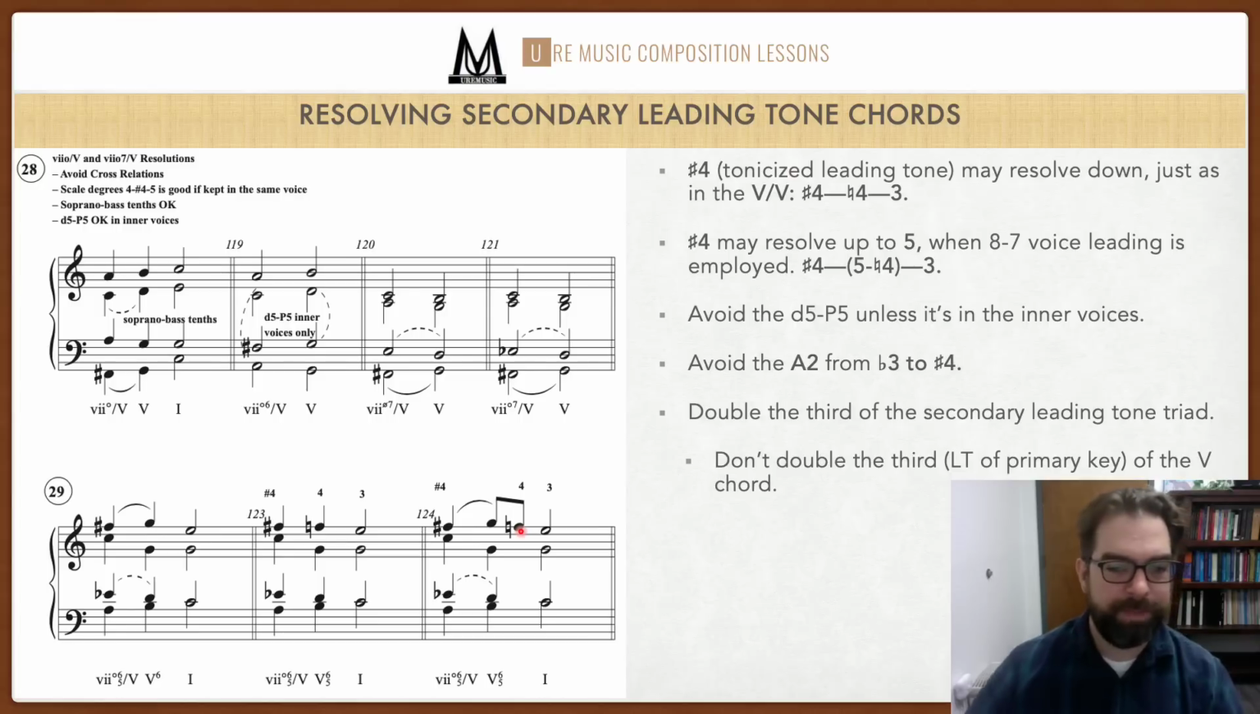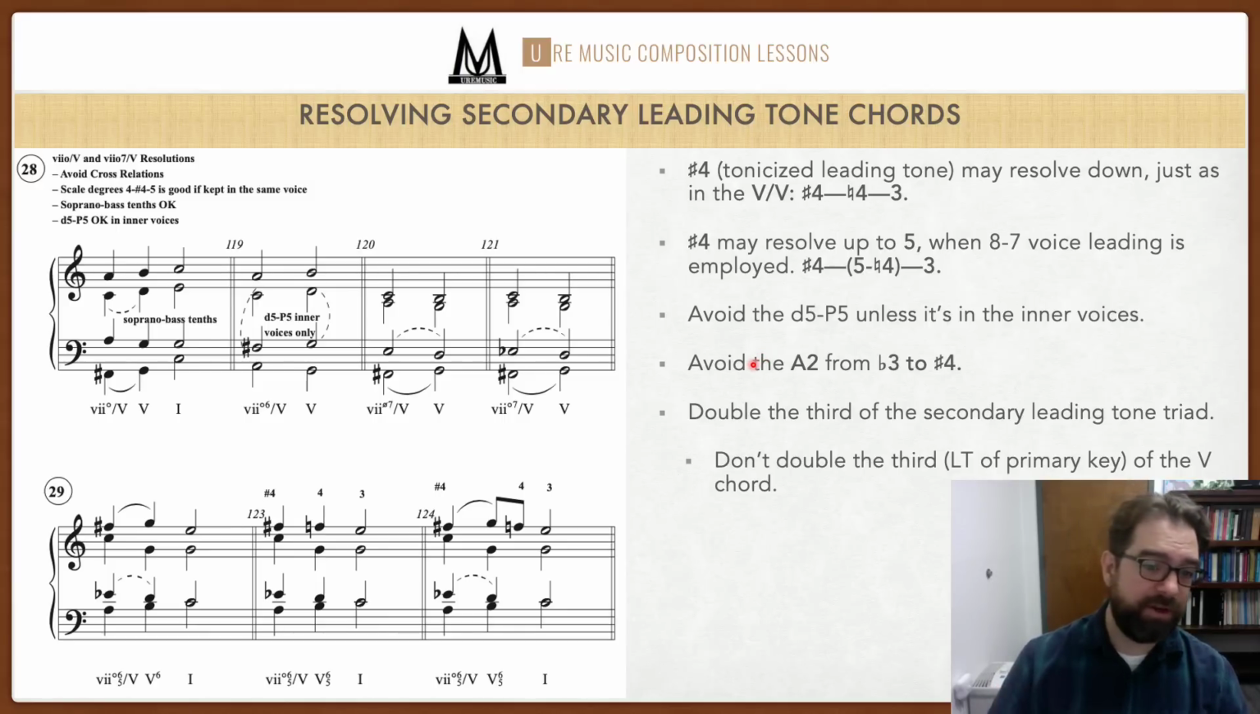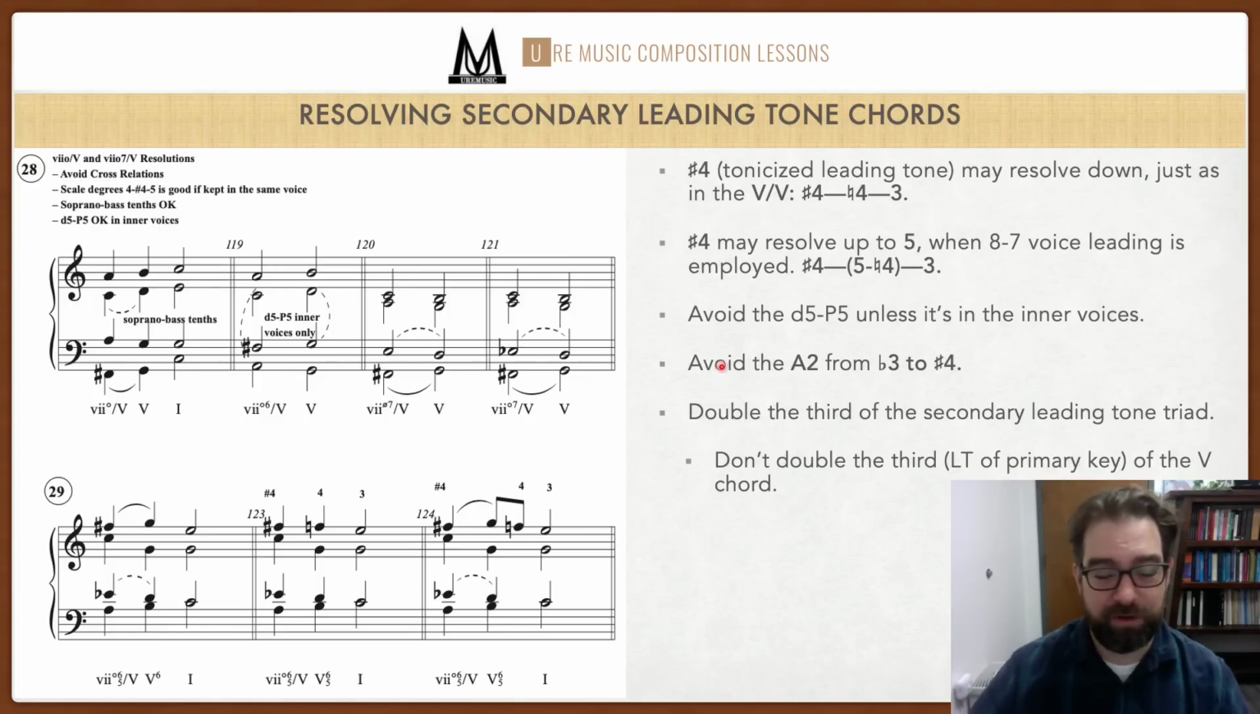That's acceptable as well. You want to avoid the diminished fifth to the perfect fifth. Right here, see how we have a diminished fifth, the F sharp to the C, that's a diminished fifth. And then it resolves to G and D, that's a perfect fifth. It's only okay in the inner voices. If you put it in the outer voices, it draws attention to it, and it's too much dissonance. So we need to hide that dissonance in the inner voices. You also want to avoid the augmented second that could occur from scale degree flat 3 to sharp 4. There's not an example of that here, but that's just good voice leading. You always want to avoid that augmented second.